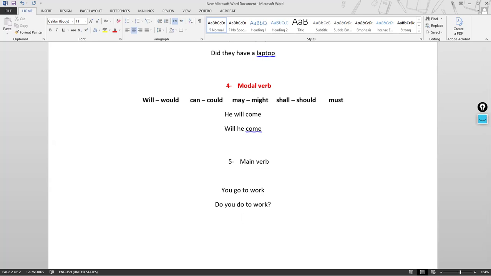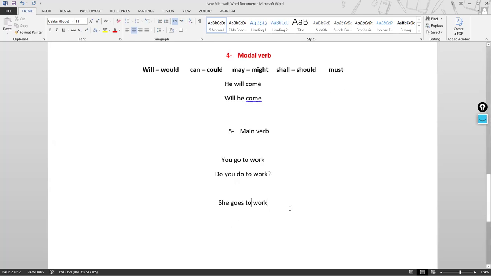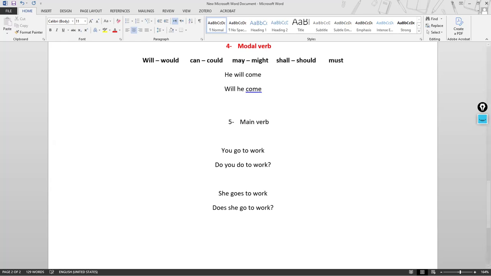Another example. If I want to say she goes to work, how can I ask a yes or no question? Does she go to work? Bravo, I wrote the base form. Does she go? Thank you so much. Does she go to work? Subhi, even if it is in the past, exactly, I have to do the same.